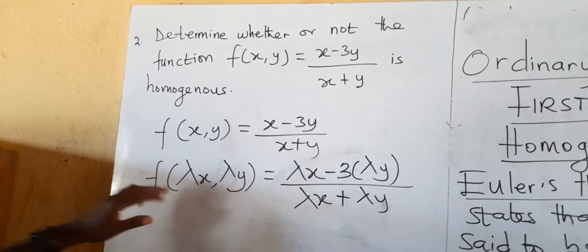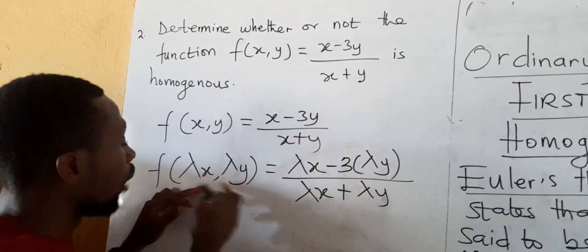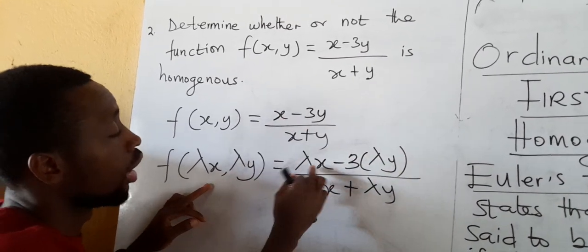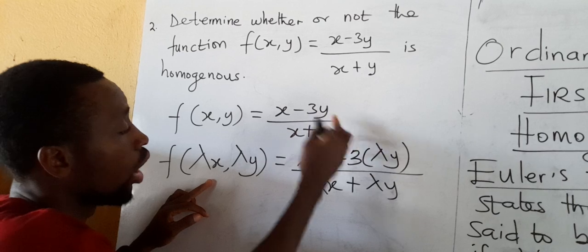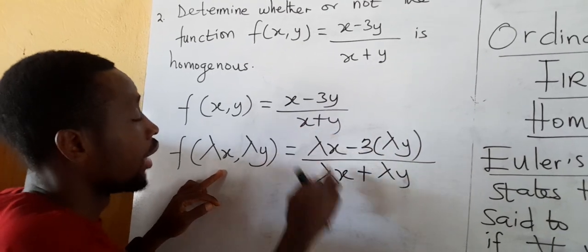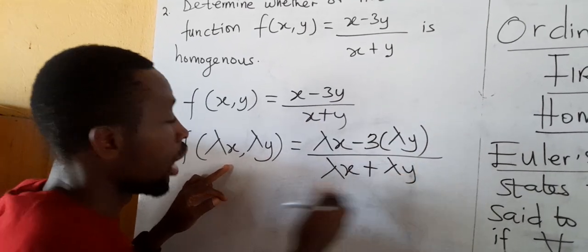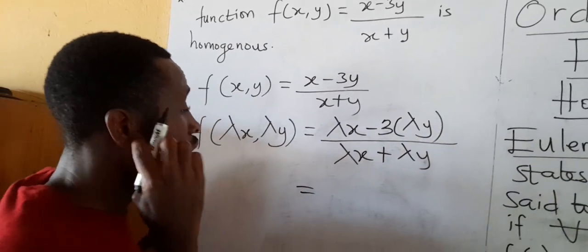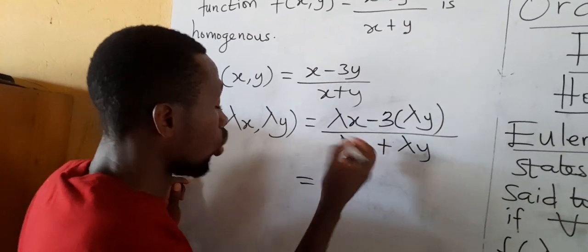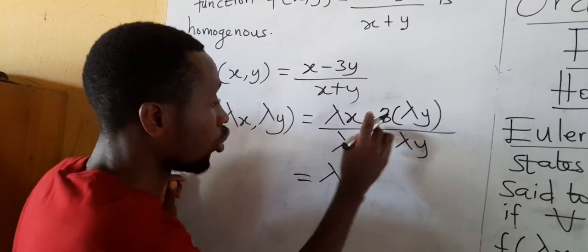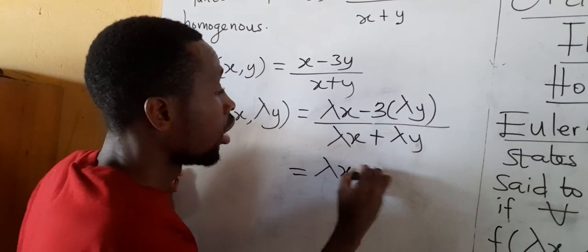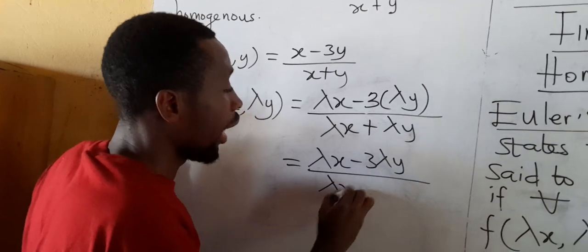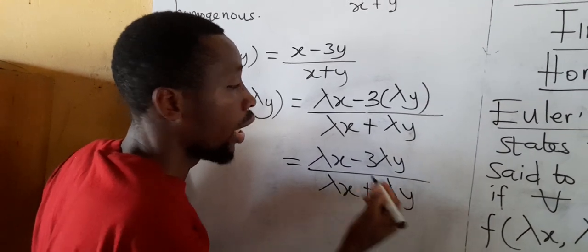So I hope you get that when we see x, we put lambda x, and when we see y, we put lambda y. So in place of x, lambda x minus 3y, y, so lambda y, x is here, so lambda x plus lambda y. Then try to factor out the common parameter, that's lambda. But before that, let's try to simplify this. So we get lambda x minus 3 lambda y all over lambda x plus lambda y.